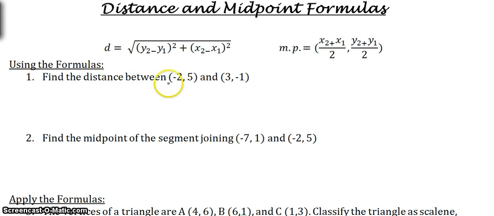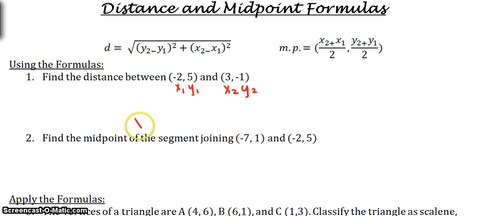Question 1 asks us to find the distance between -2, 5 and 3, -1. So to find the distance, we're going to use this first formula here. The key to this formula is that you keep your y1 and your x2 in the same point, and your y1 and your x1 in the same point. So let's just say that this one here is my, oops, that should be an x, not a y. Say this is my x1, y1, and this is my x2, y2. So we keep those together.